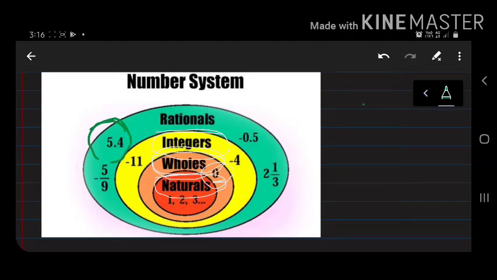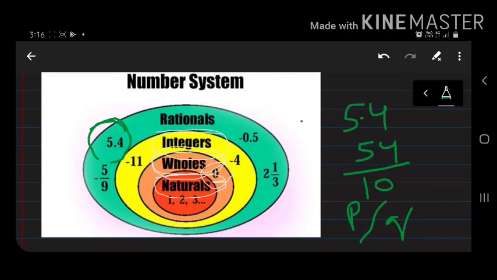Now, what about this 5.4? Is it a rational number? If it is, then we have to write it in the form of p by q, such that q is not equal to 0. 5.4 can be written as 54 by 10, where the value of q is 10.